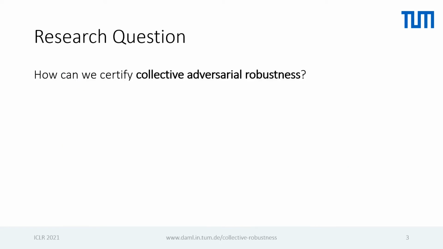The novel question we are trying to answer is how we can certify collective adversarial robustness. That is, how can we determine how many predictions are going to remain consistent under attack? For this particular project, we've decided to focus on classification based on graph neural networks.